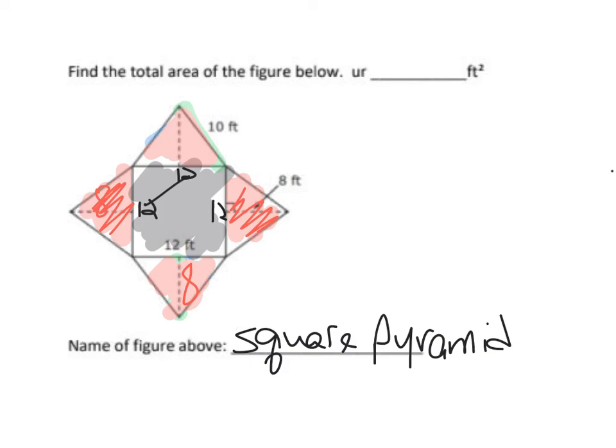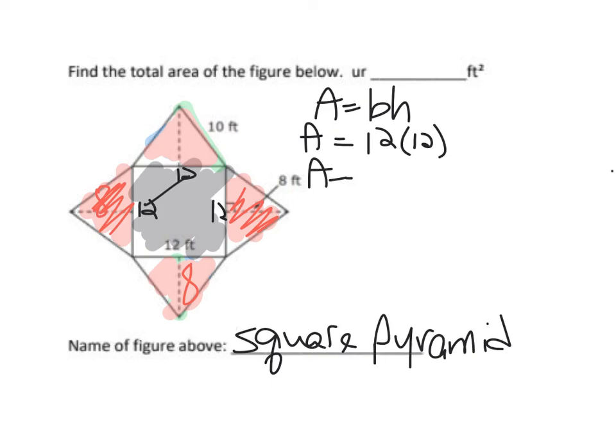Okay, so let's go ahead and do the area of the base first. So area of the base equals base times height. So that means what am I multiplying? 12 times 12. Okay, so then that means this equals 144.